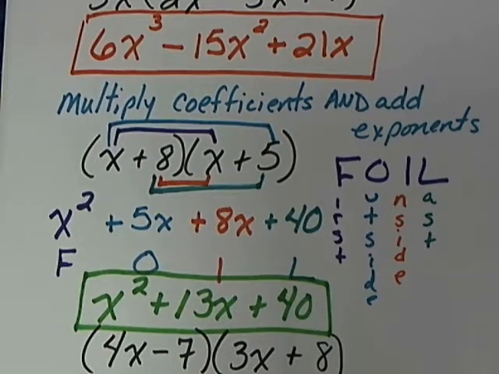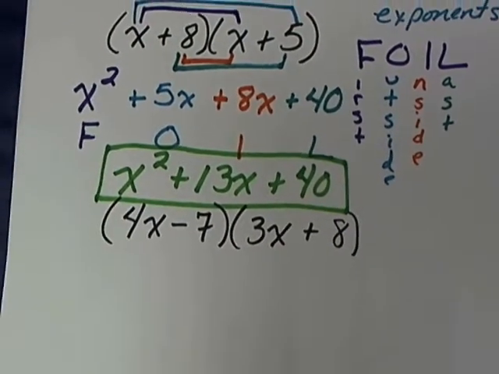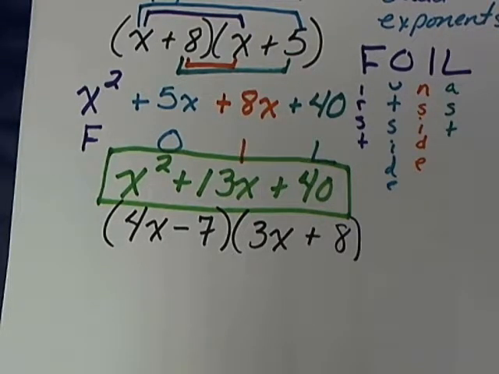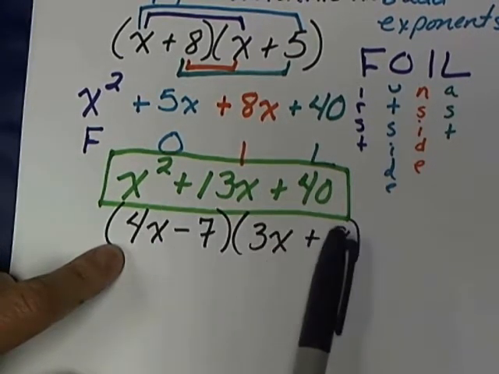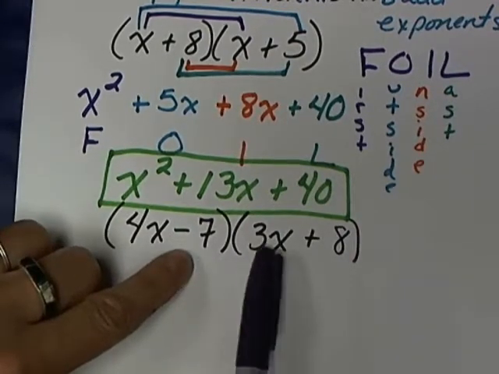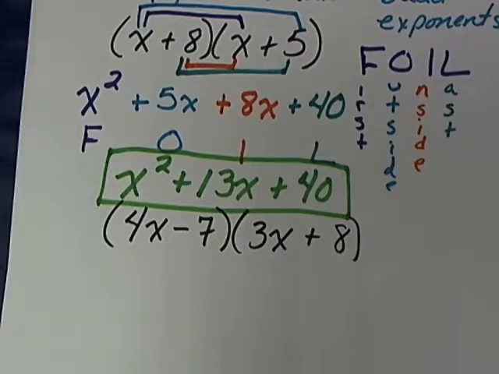Let's try another one of those. Here I have 4x minus 7 times the 3x plus 8. Using the FOIL method, which once again is just telling us that I'm going to take this 4x and I'm going to distribute it through, and then I'm taking the negative 7 and I'm distributing that through. So you're distributing each of the terms of the first binomial into all of the terms of the second.